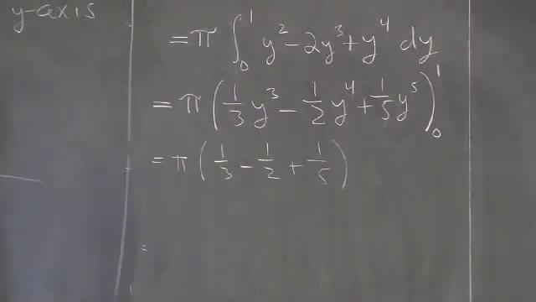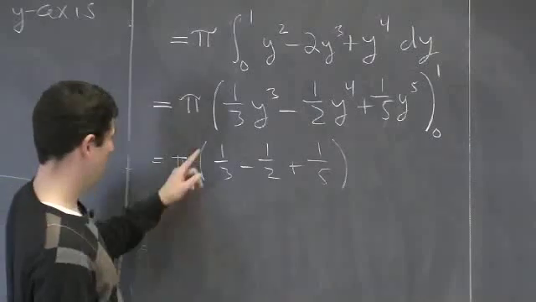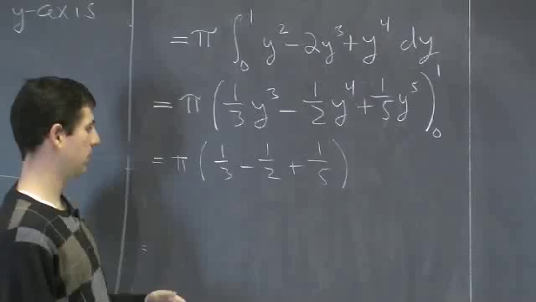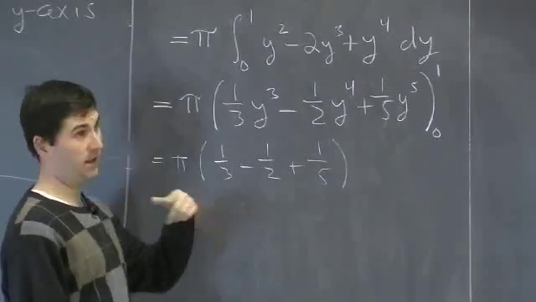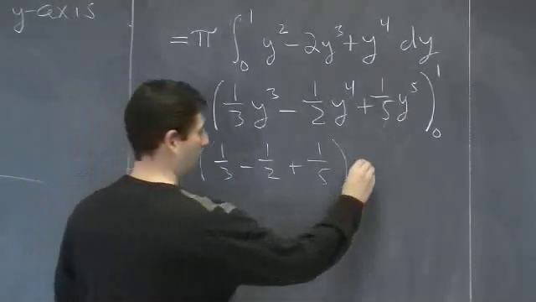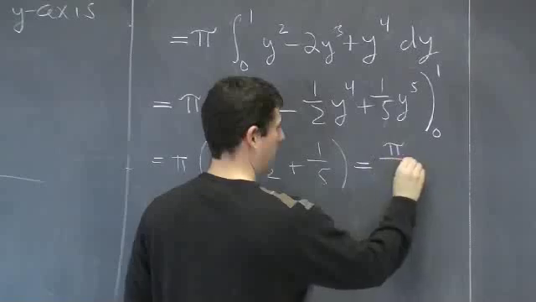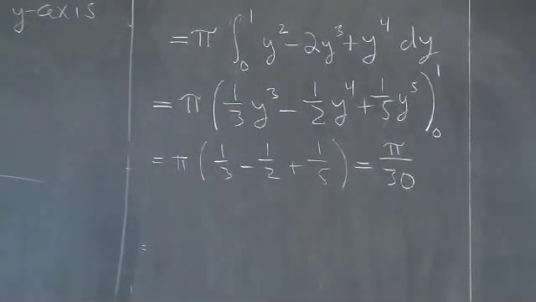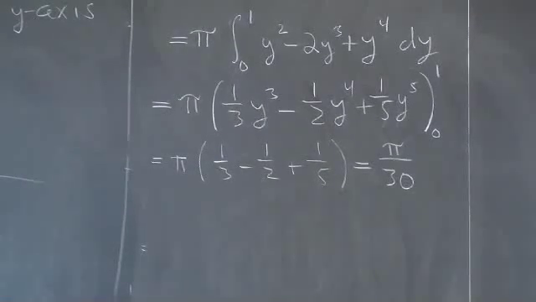And, well, let's see here. A third minus a half. That's 2 minus 3 is minus 1/6. A fifth minus a sixth is 6 minus 5 is 1/30. So this is pi over 30. I leave it to you to do fraction addition and subtraction. Okay, so there's your volume when you rotate it.